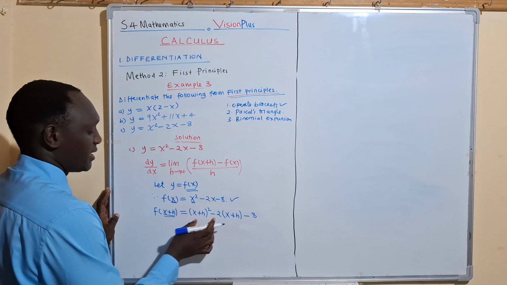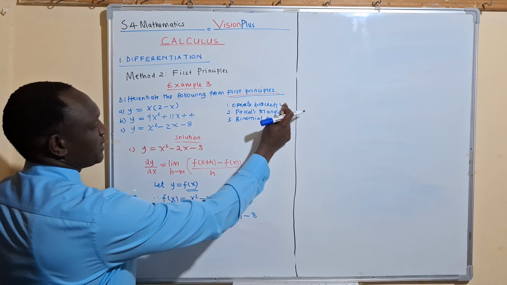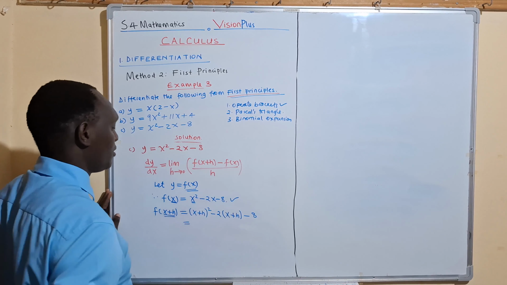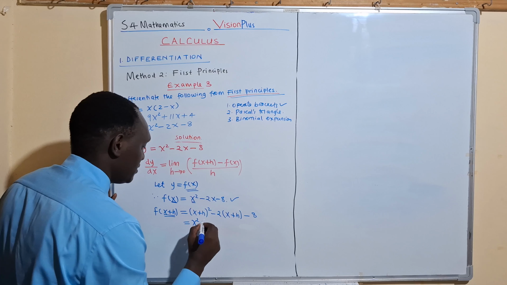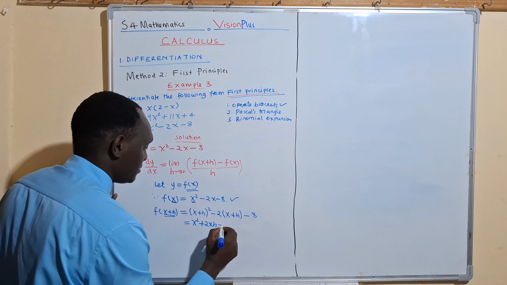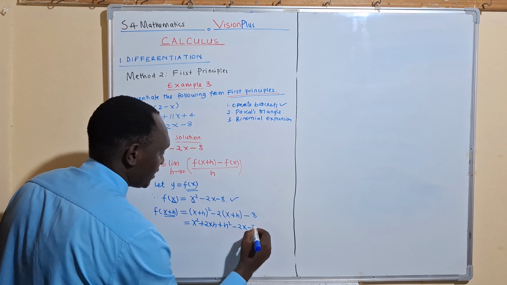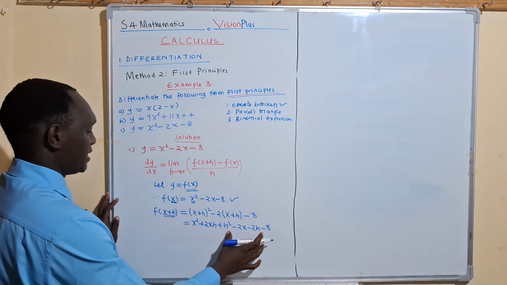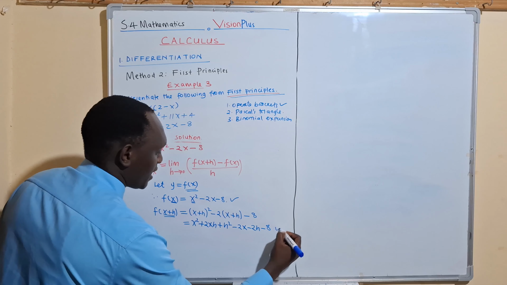Then from here we need to expand and operate the brackets. You can use the first method or Pascal's triangle or binomial expansion, but operating the brackets saves time. So here we shall have x squared plus 2xh plus h squared, and here minus 2x minus 2h minus 8. So this is the expression for f of x plus h. Now we have it here.